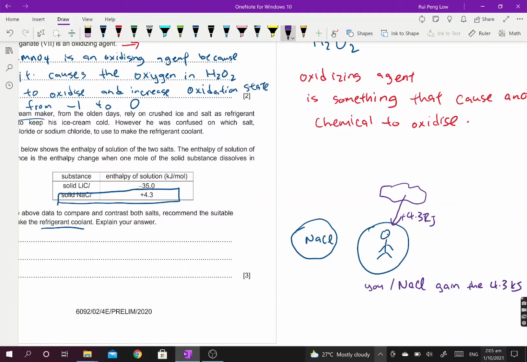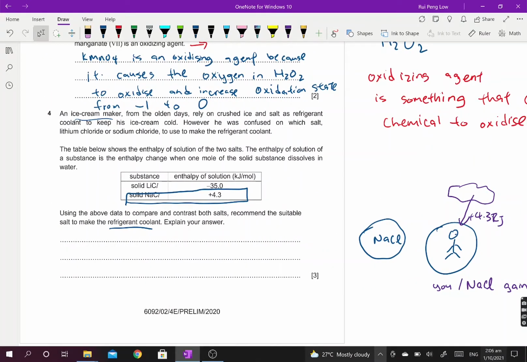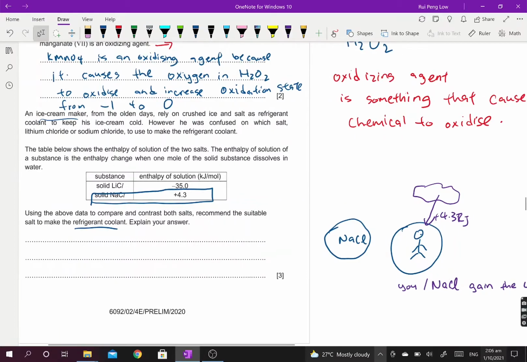So what is surrounding then? So surrounding is like the air around the calcium chloride, which means the refrigerant. Okay, so therefore the air around the refrigerant or the air around the crushed ice will decrease in temperature because the energy in the air goes into sodium chloride.